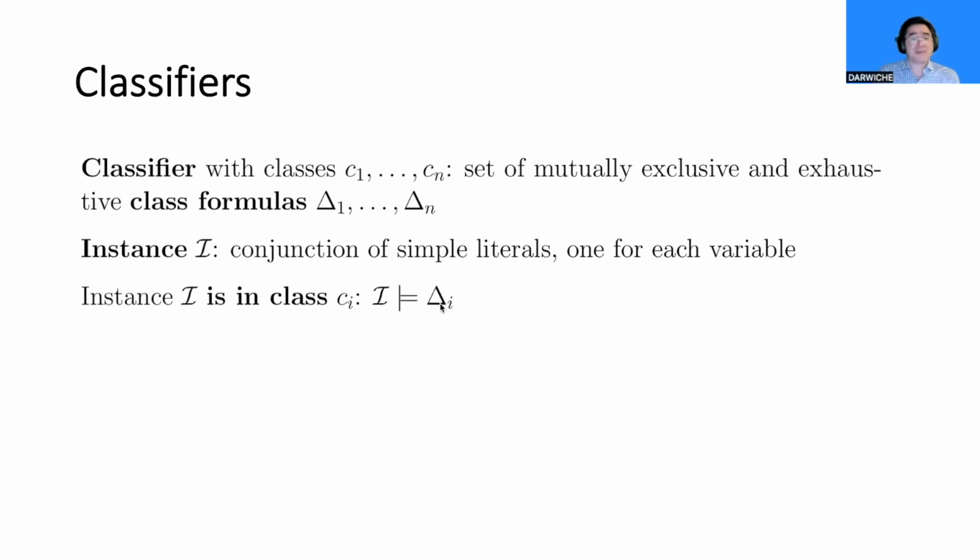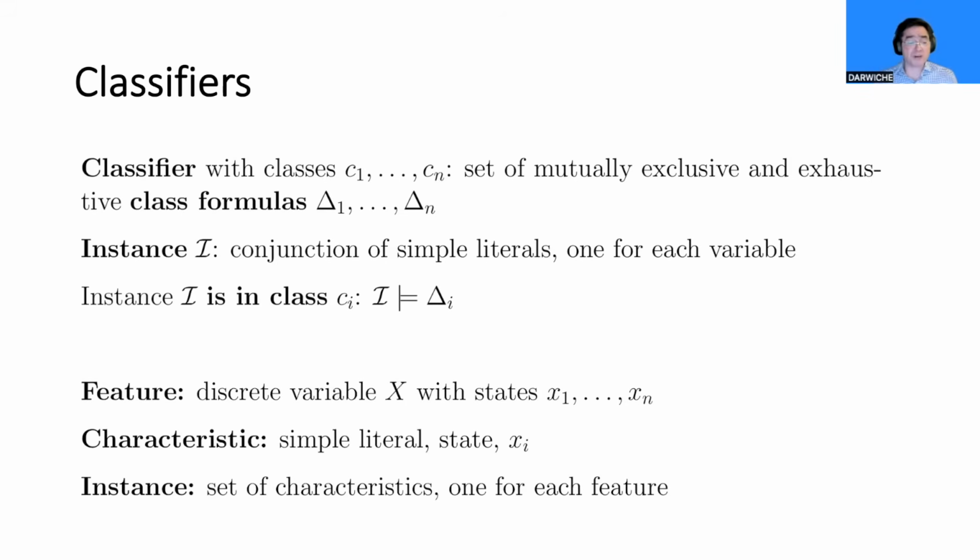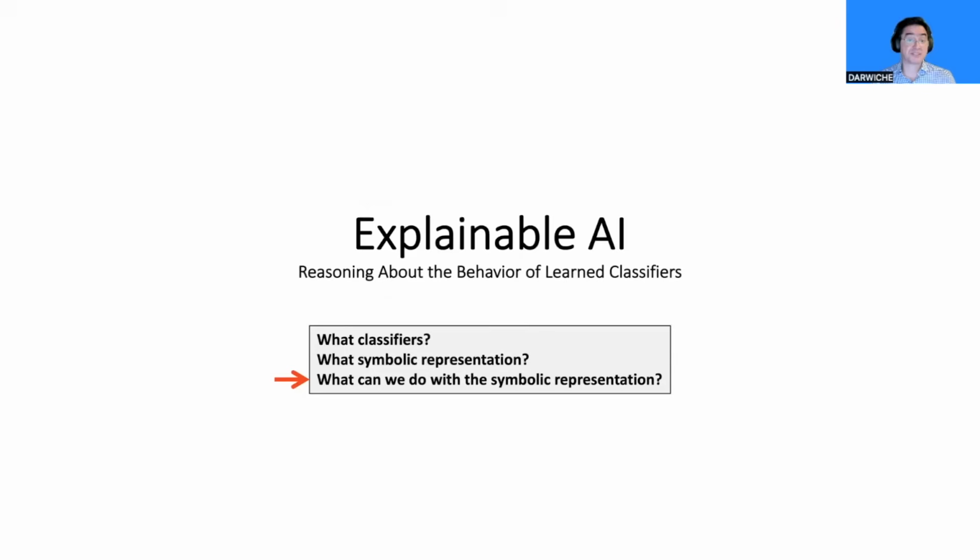Now, I didn't define the semantics of this logic here. In the paper that's associated with the tutorial, that is defined, but it is basically a simple extension of the semantics of Boolean logic. Now, you'll hear me talk about features. Those are just the discrete variables. When I say characteristic, it means a simple literal that is a particular state of a particular variable. And in that sense, an instance can be viewed as a set of characteristics, one characteristic for each feature.